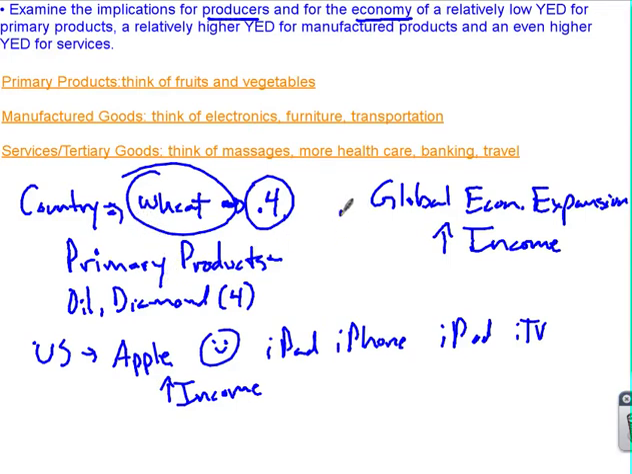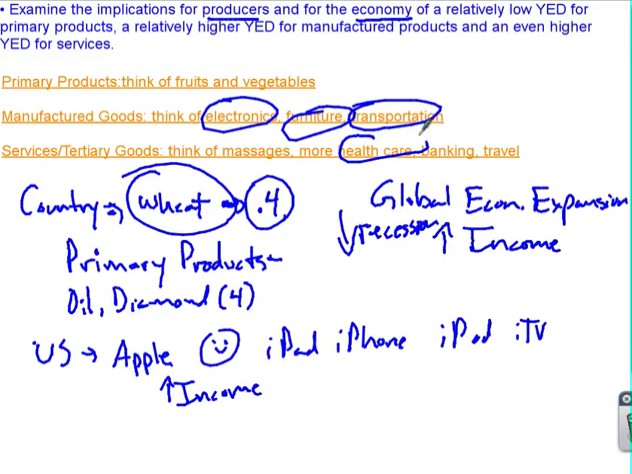Now, this is all good for Apple, and this is not so good here. But what if there's a global recession? If people's incomes start to go down, who gets hurt the most? The people that get hurt the most are the people who are doing things like electronics and producing furniture and transportation and lots of health care and massages and travel and stuff like that. And so if your product is income sensitive, meaning it's a high luxury good or it's a strongly inferior good, then if there's a downturn, it's going to affect you.